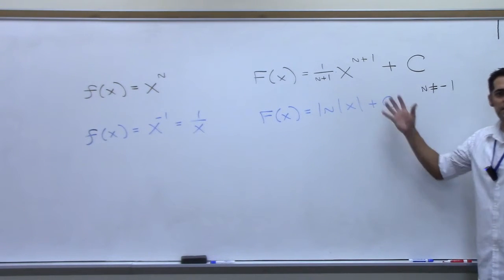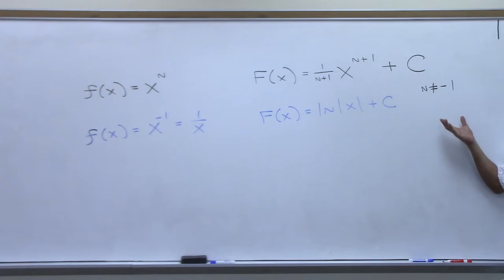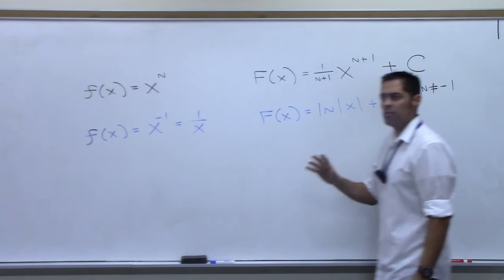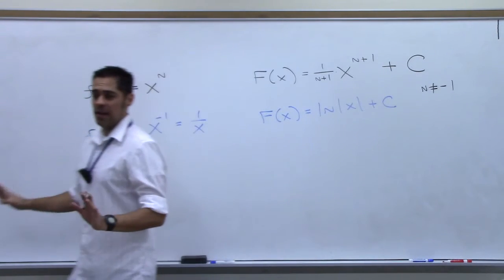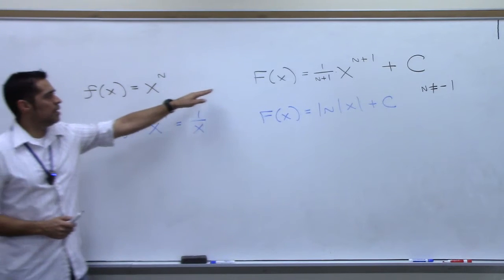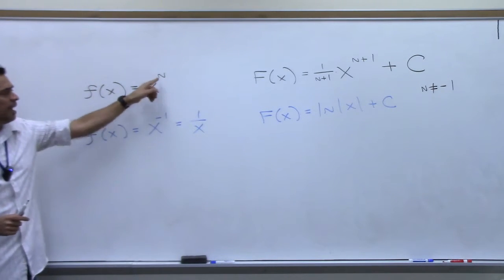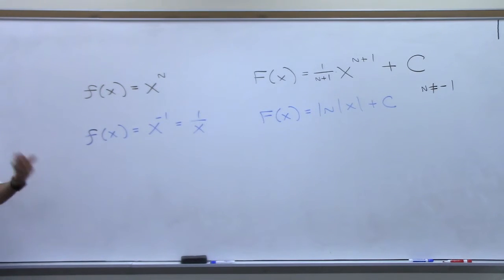This is what's known as the power rule for antiderivatives. It allows you to take the antiderivative of any power of x. You use this formula as long as the n is not negative 1. If the n is negative 1, then the antiderivative is just the natural log.